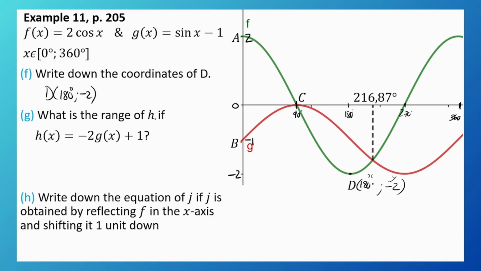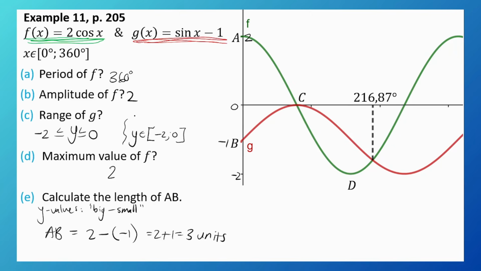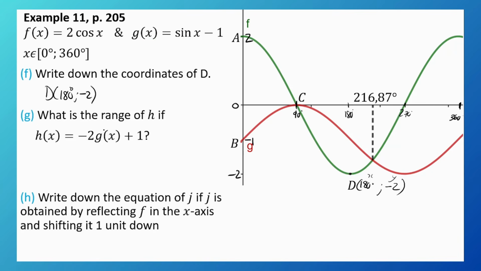The next question is asking us about the range. So just like the previous one, we're going to look at the y values, the smallest one and the biggest one. But it's for a new graph, so there's some transformation now. The transformation to create h was done to g, and g is the red graph.